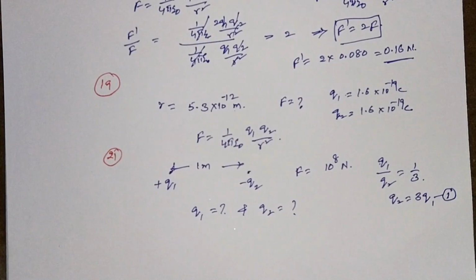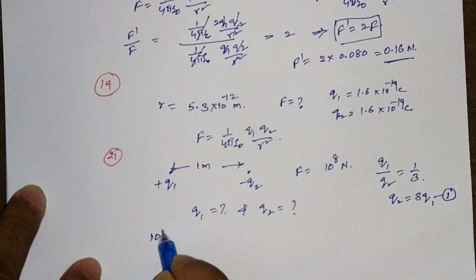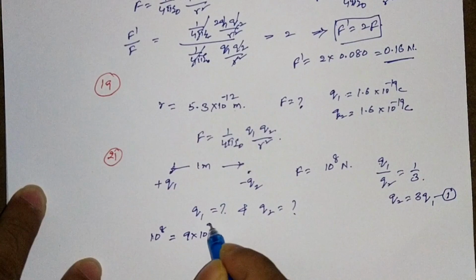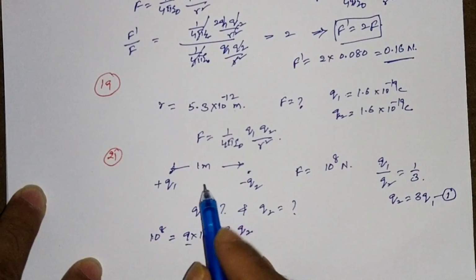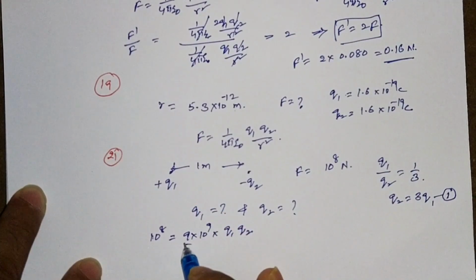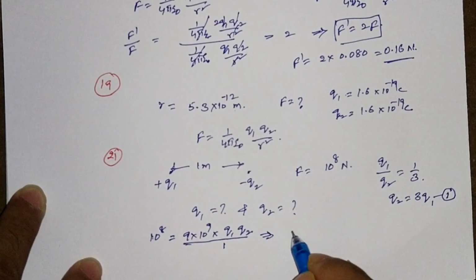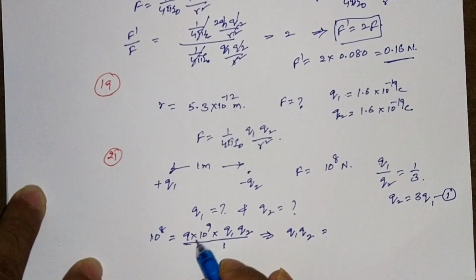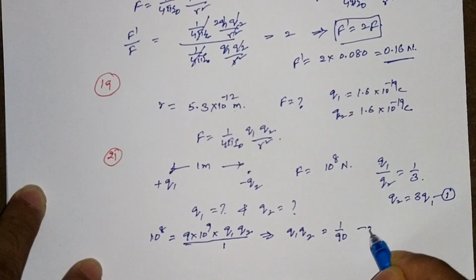Okay, now let us go to our basic formula. F is equal to 1 by 4 pi epsilon naught Q1 Q2 by R square. Here F is given: 10 to the power 8 is equal to 1 by 4 pi epsilon naught, which we know is 9 into 10 to the power 9, into Q1 which we don't know, into Q2 which we don't know, by R square. R square is 1 square, which is 1. That's it. From this we can calculate Q1 into Q2 value. So Q1 into Q2 is 1 by 90. Let us take this as equation 2.